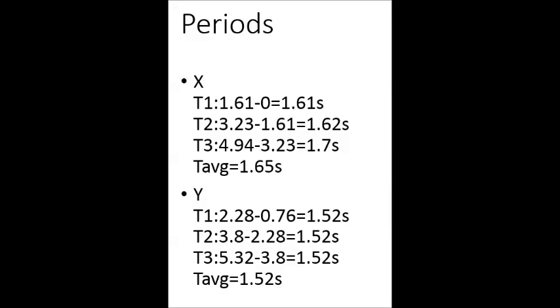We calculate the average of both of these periods and find that for x, the average period is 1.65 seconds, and for y, the average period is 1.52 seconds. The period of oscillation for x depends on how far in the x direction it starts out, while the period of oscillation for y will always be about the same, whether it is experiencing 1D or 2D motion.